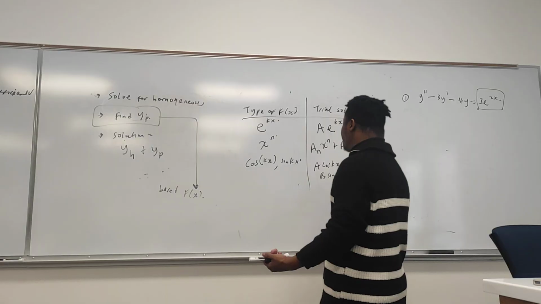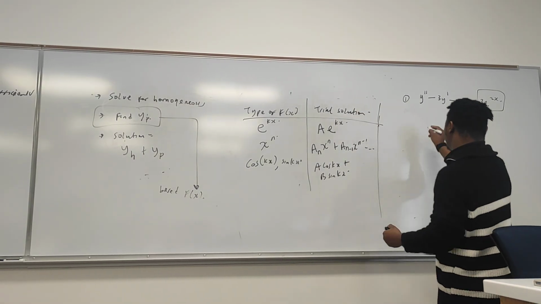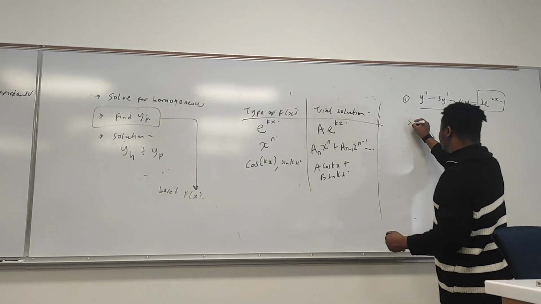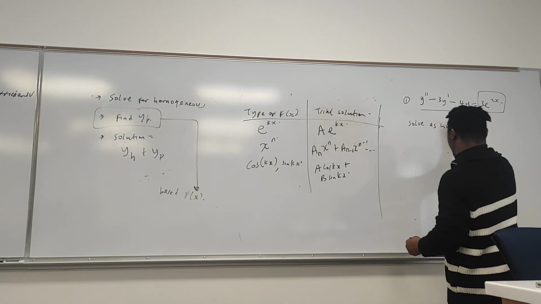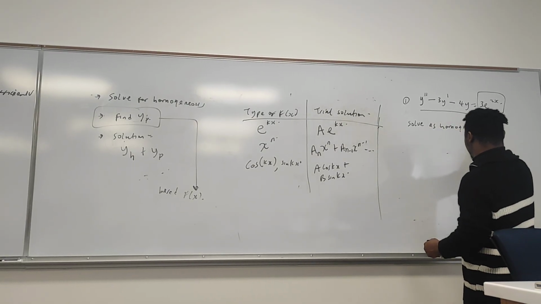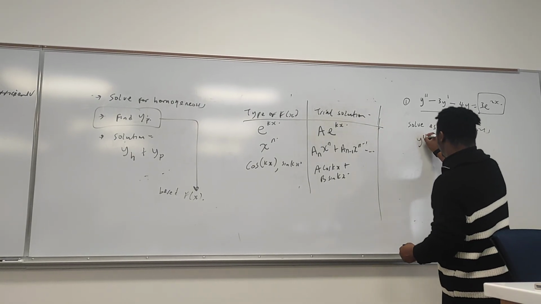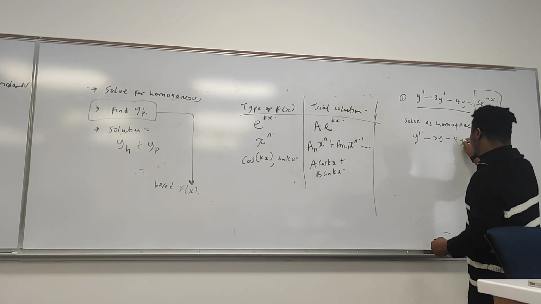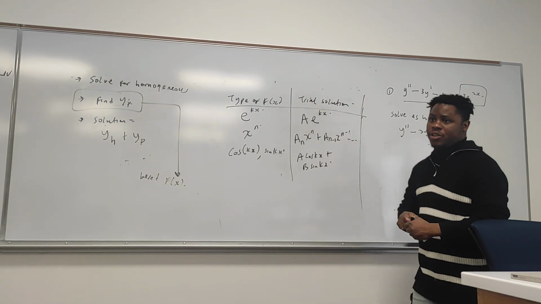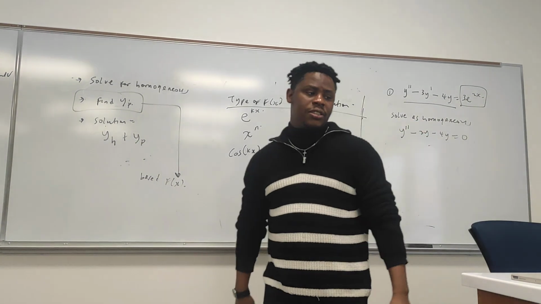So the first step is let's solve the homogeneous. I want you all to solve this homogeneous and tell me the answer. Solve it as homogeneous, so you do that yourself and tell me the answer. So you say y prime prime minus 3y prime minus 4y is 0. So solve it as homogeneous first, and tell me what you get when you solve it.